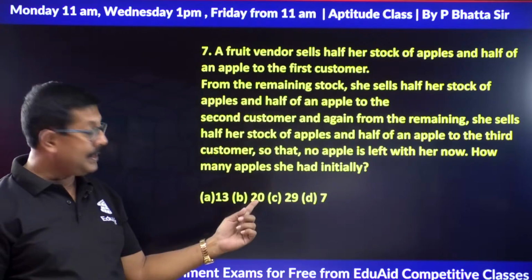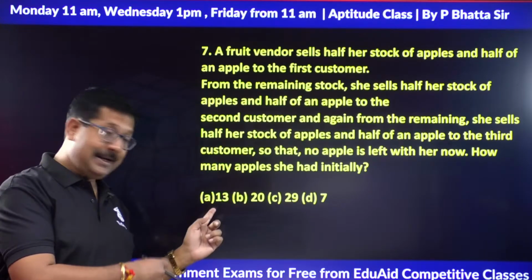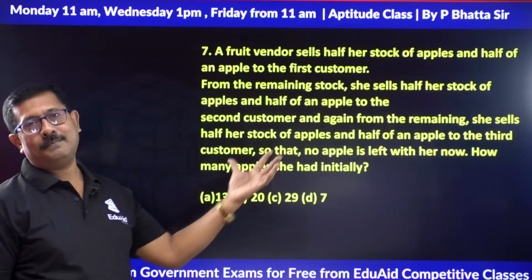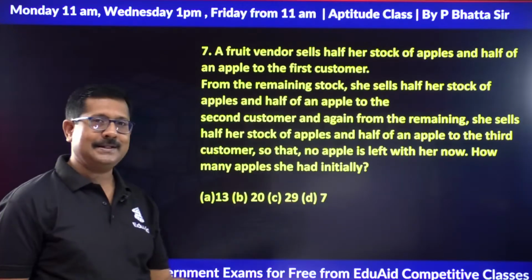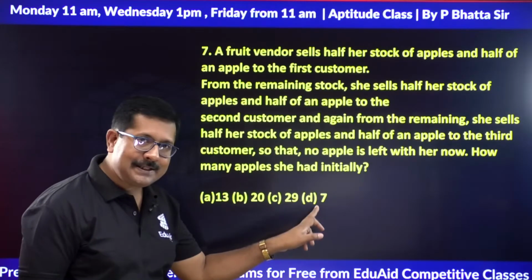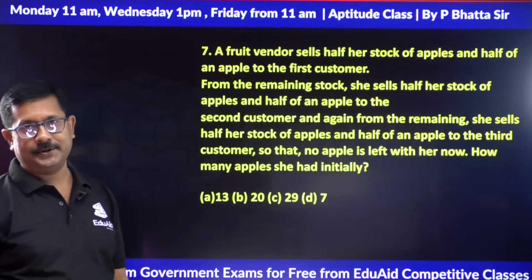So 20 is not possible. 29 is far more than 20, 13. So 29 is also not possible. তাৰমানে 13 তকে সৰু ভ্যালু ক'ত দিয়া আছে? 7 ত দিয়া আছে। তাৰমানে initially she had 7 apples with her. তাৰমানে D is the correct option.